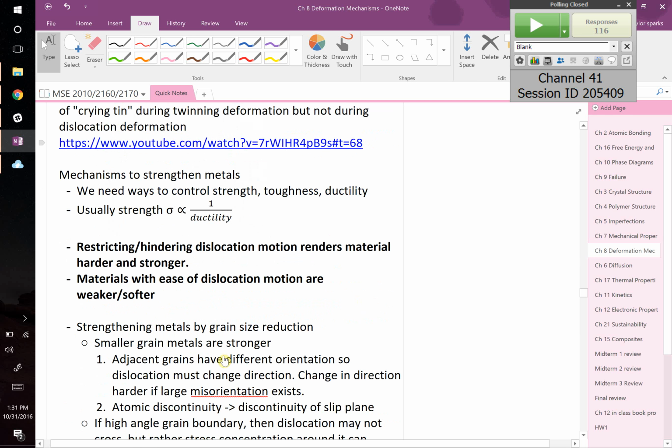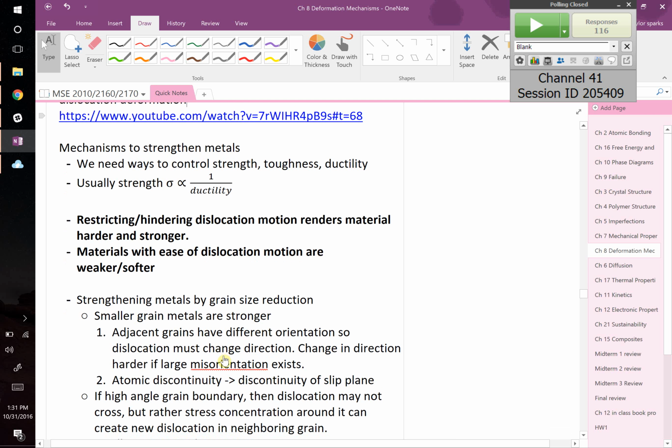Okay. So first off, when we talk about all these mechanisms of deforming or strengthening of metals, there's always a trade-off. You can never have it both ways. If you want to increase your strength, then you lose toughness and you lose ductility, right? And so this is your general trade-off. Increasing strength comes at the expense of ductility. If you want more ductility, you have to lose some strength, right?